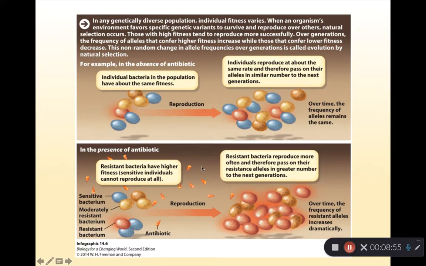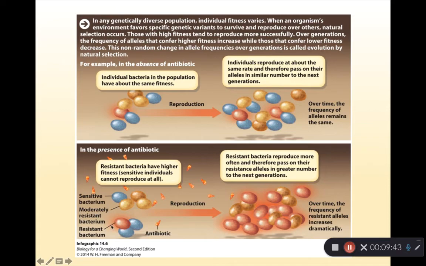Now that changes dramatically when we change the environment. So now we have an environment where there are antibiotics, and we have sensitive bacterium, moderately sensitive bacterium, and highly resistant bacterium. And over time, the highly resistant bacteria, the ones that are most fit, are going to pass on their genetic makeup. And we're going to see that resistant bacteria reproduce more often and therefore pass on their resistance and their genetic makeup in greater number to the next generations. And over time, the frequency of the genetic makeup, or allele, increases dramatically. So that's what we're looking at when we're thinking about a population evolving.